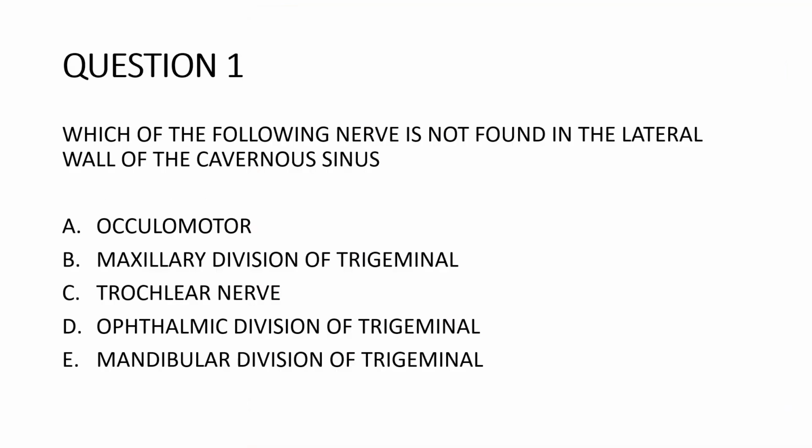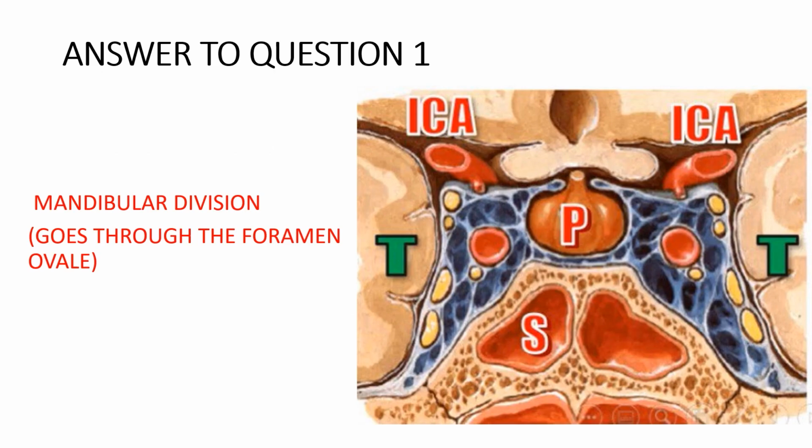So the first question: which of the following nerves is not found in the lateral wall of the cavernous sinus? A is oculomotor, B is maxillary division of trigeminal, C is trochlear nerve, D is ophthalmic division of trigeminal, E is mandibular division of trigeminal. So let's look at the answer. The answer is the mandibular division of the trigeminal nerve.